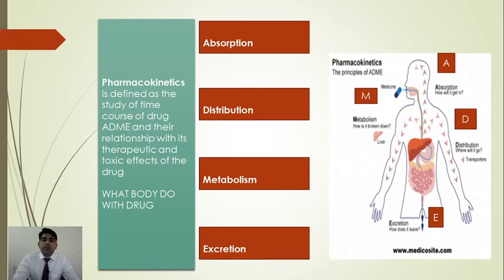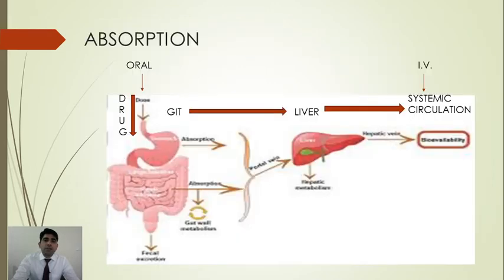So finally we can understand pharmacokinetics means what the body does: absorption, distribution, metabolism and excretion. So let's move to the next slide.